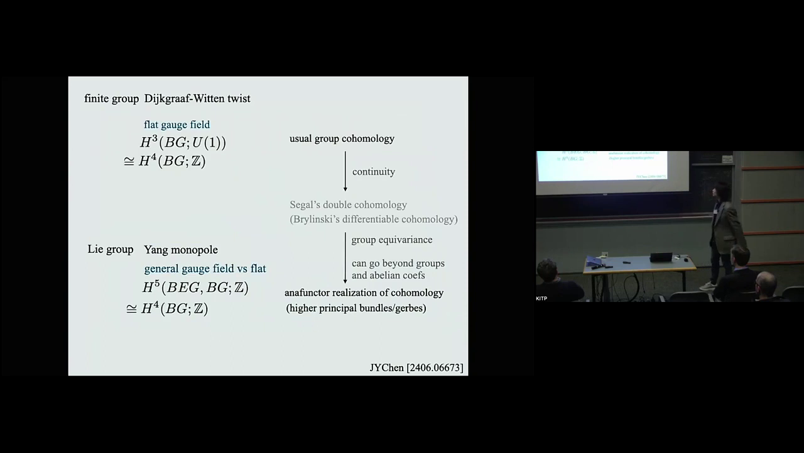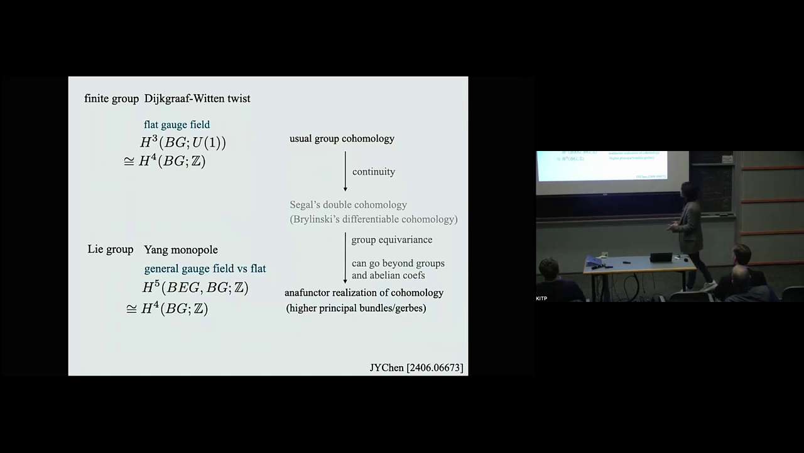While I'm not able to explain that in detail, here I just want to emphasize one very important difference between finite discrete gauge field and continuous gauge field. That is, for discrete gauge field, we can safely consider just flat gauge configuration, right? And usually we consider Dijkgraaf-Witten twist, which is realized by this group cohomology, H3(BG, U(1)). And the BG there actually means the gauge field is flat on the lattice, okay?